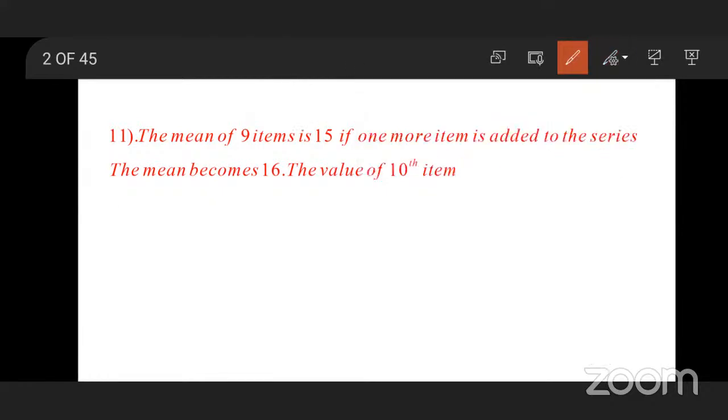Now a very, very short shortcut method. Again, I have a simple shortcut method. What is the shortcut here? Sir, 9 into 15 is equal to 135.